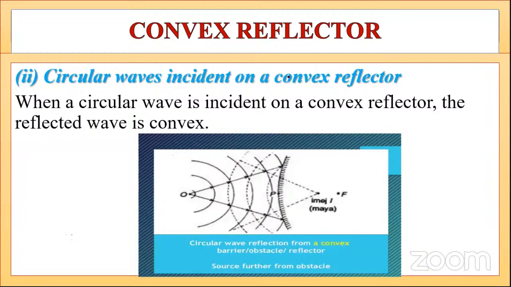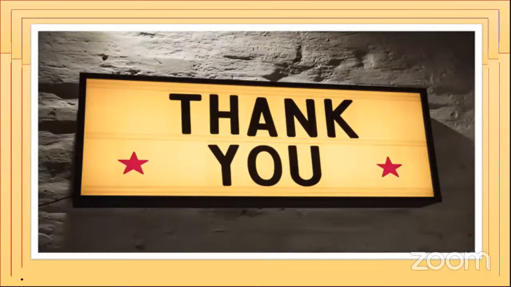So this is it: a circular wave on a convex reflector is convex, as simple as that.